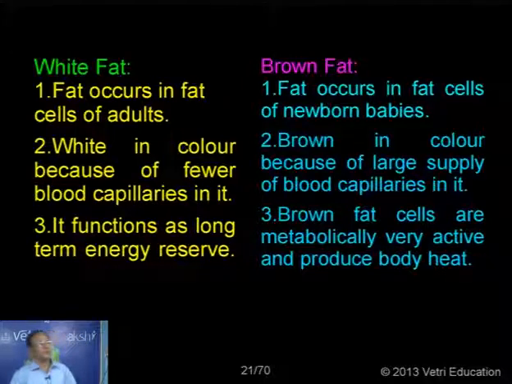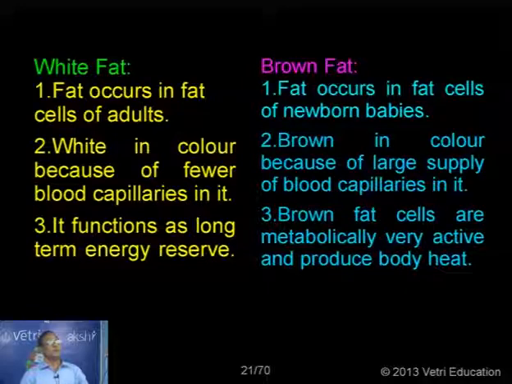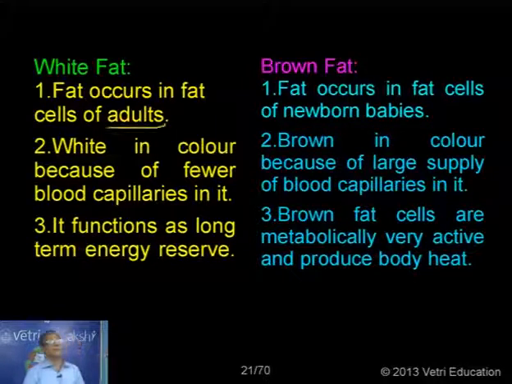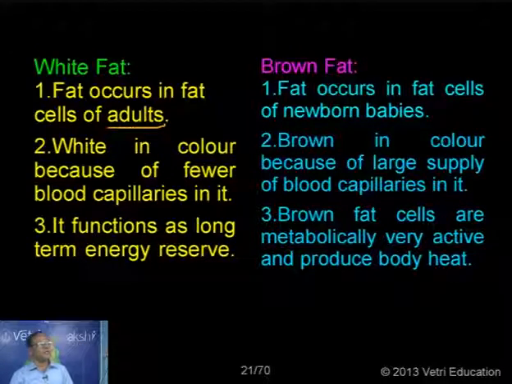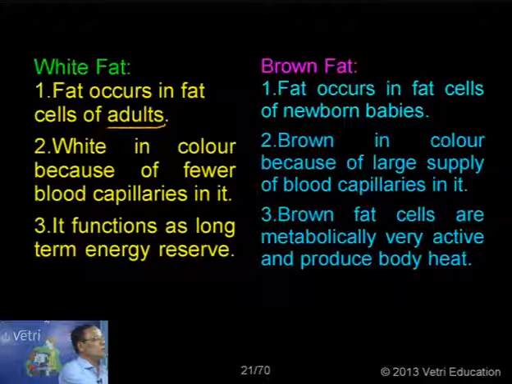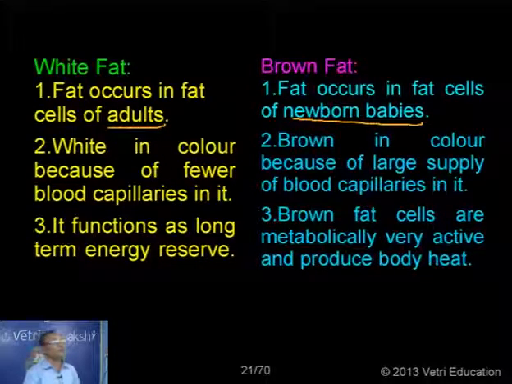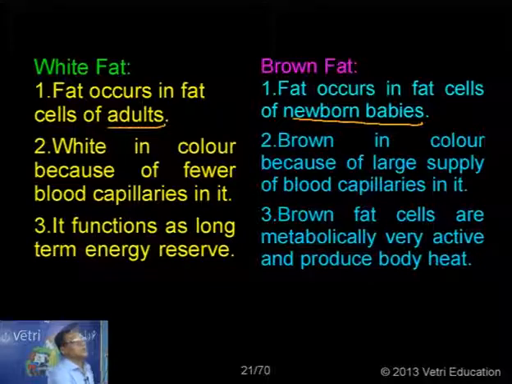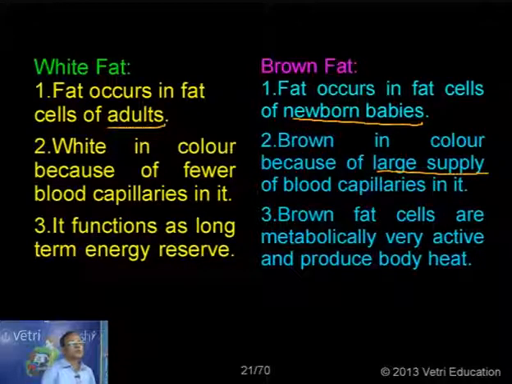The reason for that, reason number one, is the white fat. So in the case of adult, we have white fat in the body. So it occurs in adults. But in the case of newborn babies, the nature of the fat is normally brown. White in color because of fewer blood capillaries. Brown in color because of large supply of blood capillaries, already mentioned while I showed the diagram, the pictures.